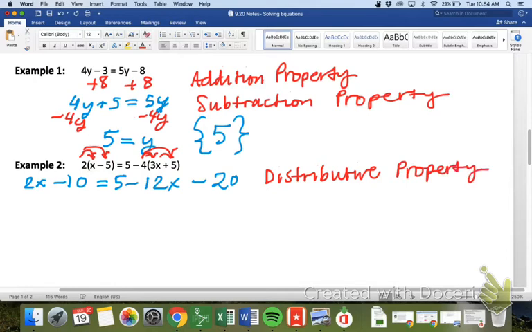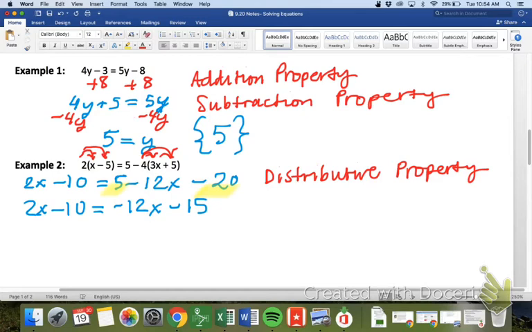Okay, so now the next thing I want to do is I can still simplify the right-hand side of my equation a little more because I see I have that 5 and the negative 20, right? So I want to combine those like terms. So that kind of means I'm using the associative and the commutative property because I'm going to switch around the order here. So I can switch the 5 with the negative 12x and then combine 5 and negative 20 to be negative 15. So that's going to give me a new equation, where the left-hand side stays the same. 2x minus 10 is equal to negative 12x, and then 5 minus 20 is negative 15.